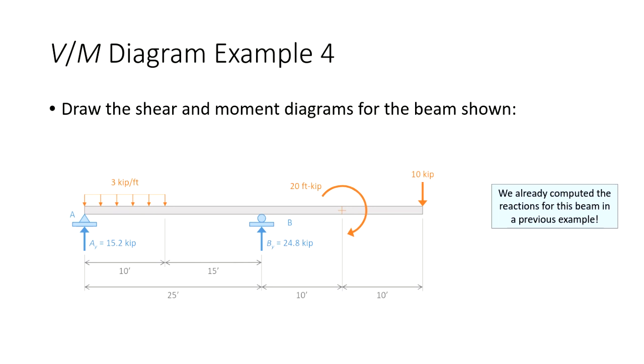So we have an overhanging beam. We have a reaction of 15.2 kips on A, a reaction of 24.8 kips on B, and I want to draw the shear and moment diagrams for this beam. So let's take it one at a time. Let's do this example 4.